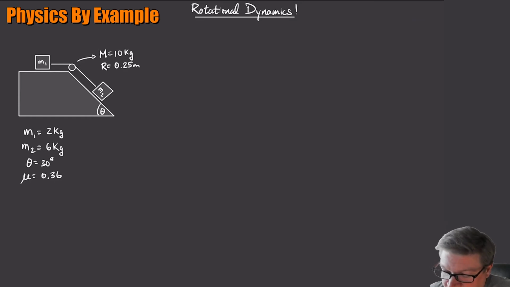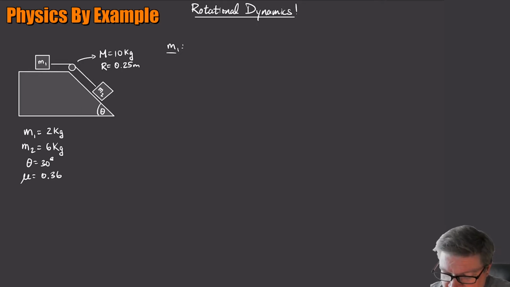Okay, here's how we do it. There's just an extra step. We have to include Newton's laws for the rotation of the pulley alongside the masses. So we're going to set it up in almost the same way that we used to. We said, let's set up Newton's laws for M1. Oh, by the way, let's say that there's friction on this thing. The friction for both M1 and M2 is 0.36.